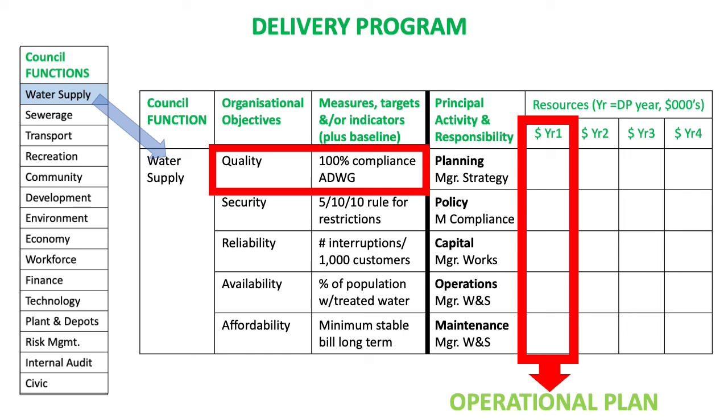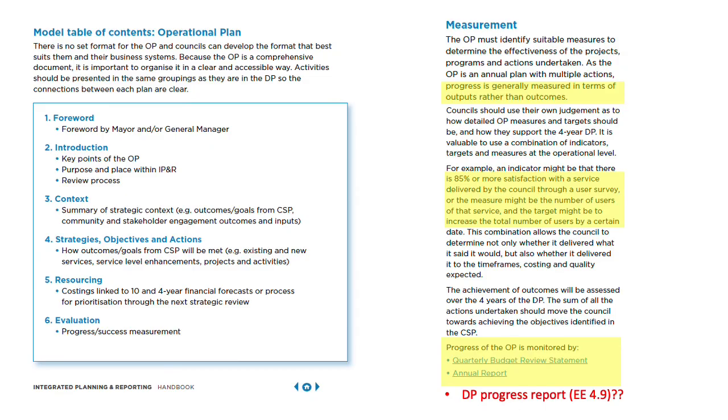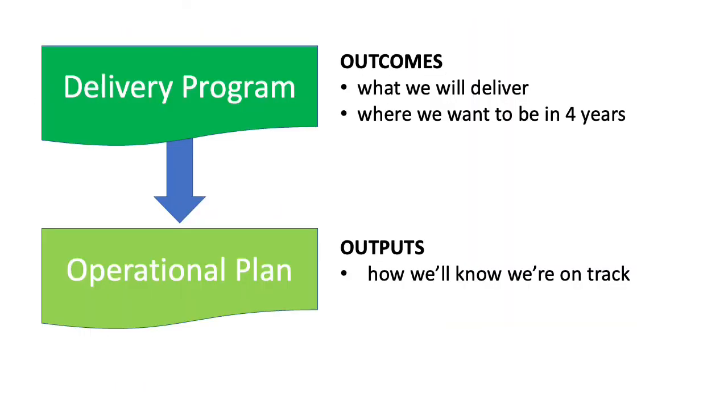The last thing to be said here before I wrap up then is about monitoring of progress. As I said before, I suggest it's a significant gap in the IP&R handbook that it doesn't refer to monitoring of progress via the DP progress report. If your council finds the distinction I've made here between outcomes in the DP and outputs in the OP useful, I'd suggest that you need to think about the distinction between the way you report against each of these documents too.